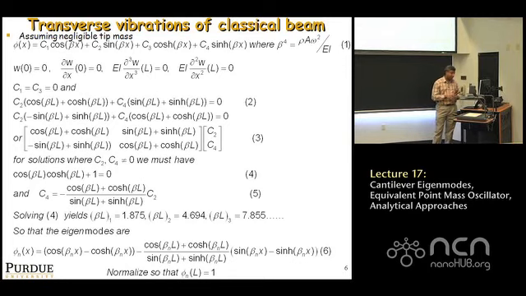And for every beta value, if you do it, you actually get the lowest beta value, beta times L value, is 1.875. The second value of beta at which equation 4 is satisfied is 4.69. Third value is this.